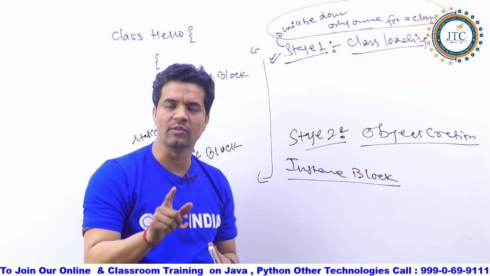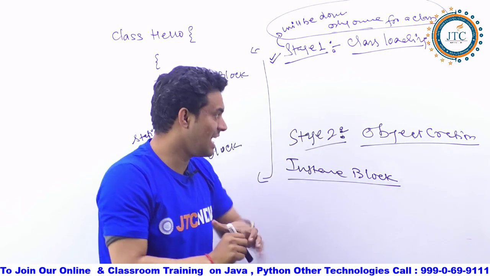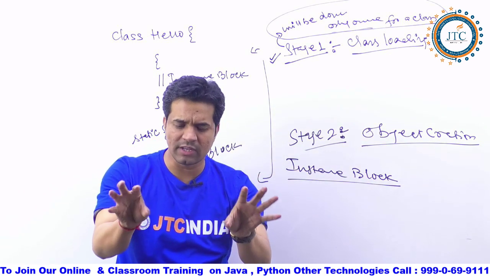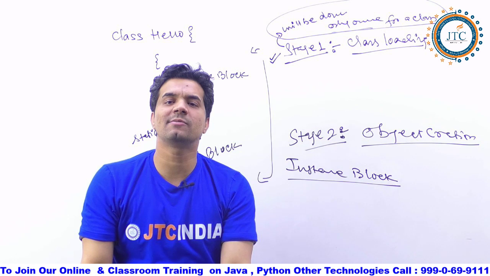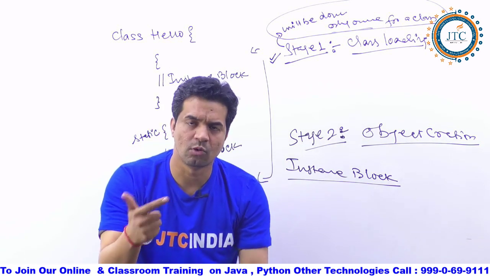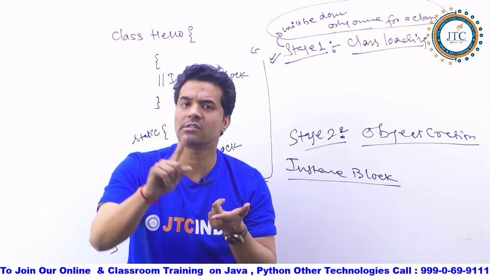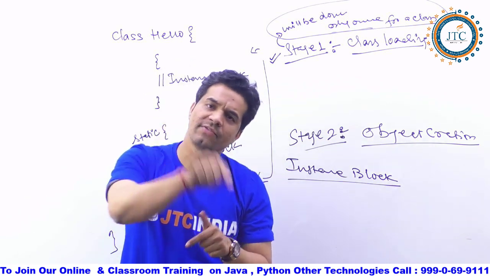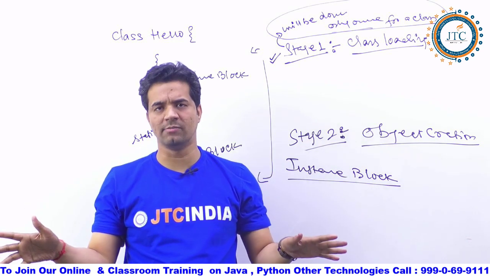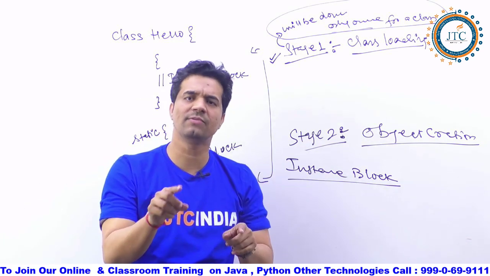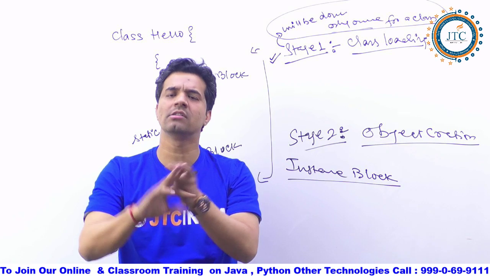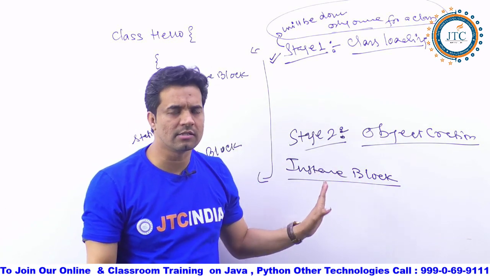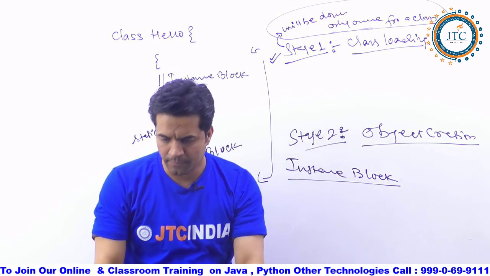Instance block processing will be done a number of times, as many times as you create the object. It means we come to the very simple point that the instance block will be processed again and again. Again and again means the number of times we create the object, that many number of times it is going to be processed. If you create one object once, twice, 10 times, it is going to be processed. That is what the instance block is. Is it clear now? Okay.